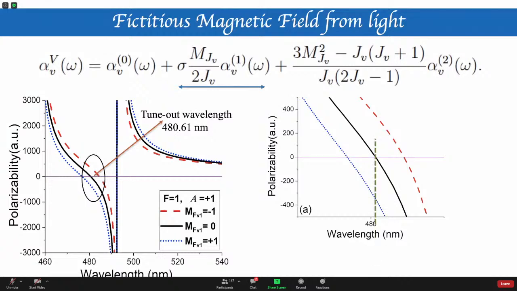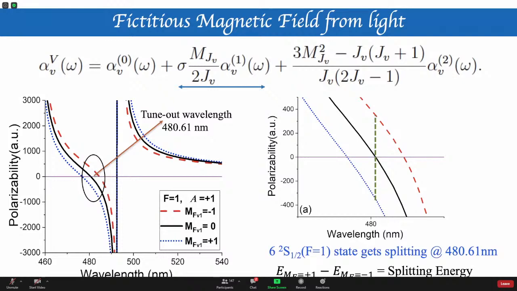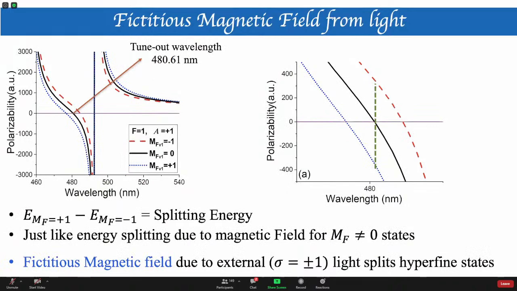This appears like what happens if you have an external magnetic field. You will get a similar kind of phenomenon. You will not get any contribution from MF equal to 0, but you will have a shift or splitting of the MF equal to +1 or -1 energy level. So this splitting, at that tune out wavelength of the F equal to 1 state, can have an analogy with the external magnetic field. This, by the way, we are getting from the light.